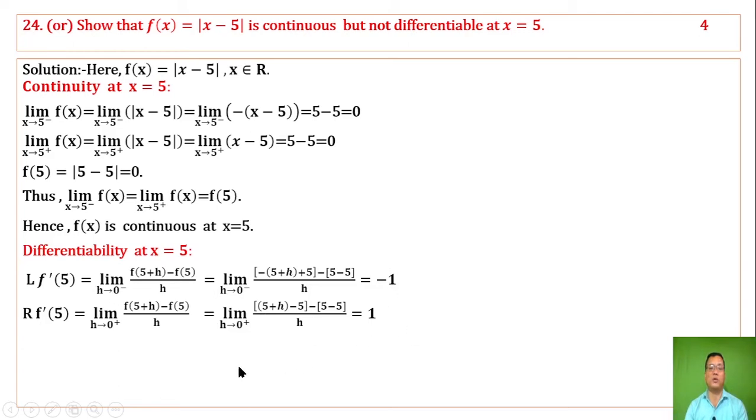These two values are not equal. Thus, the left hand derivative at 5 does not equal the right hand derivative at 5. This shows that f is not derivable at x equal to 5, or not differentiable at x equal to 5.